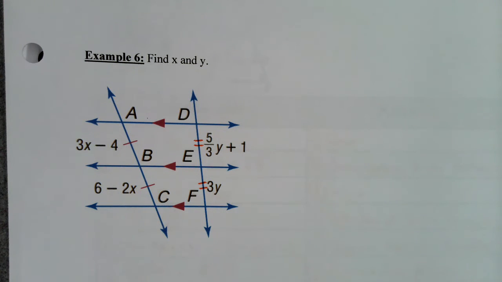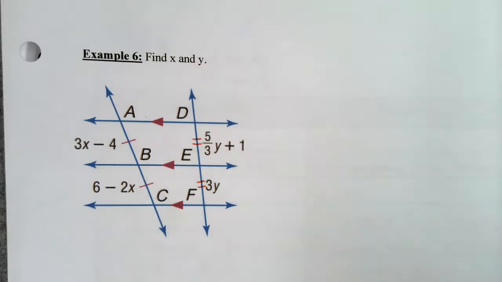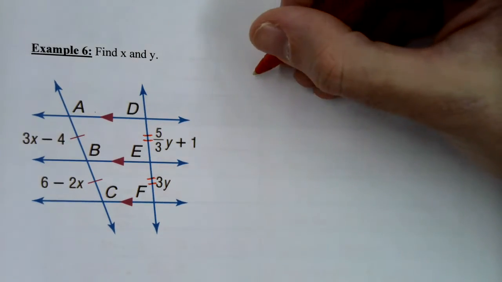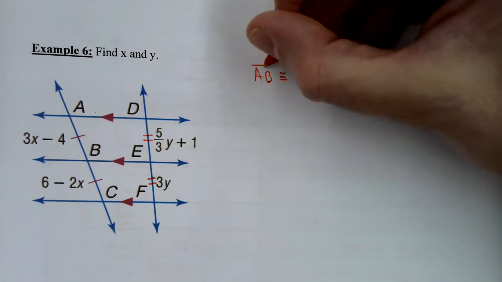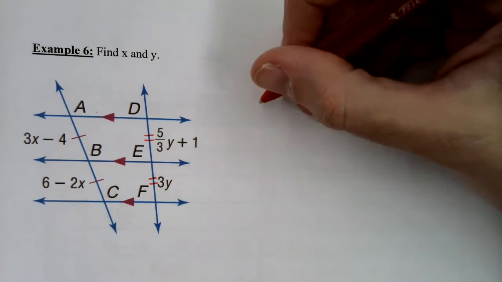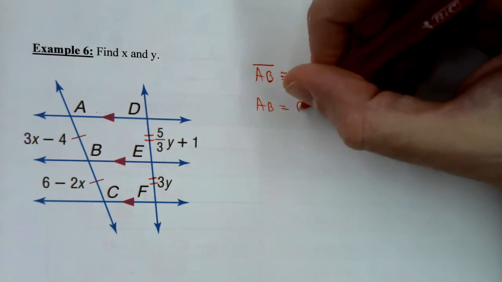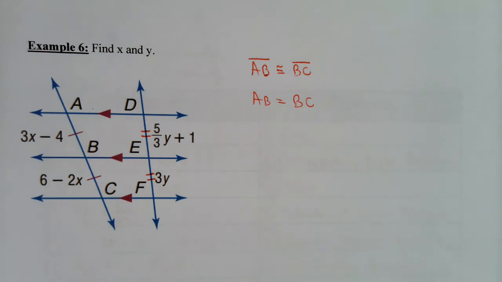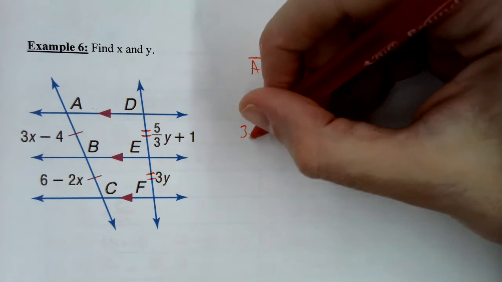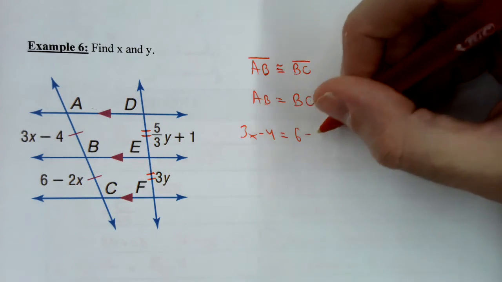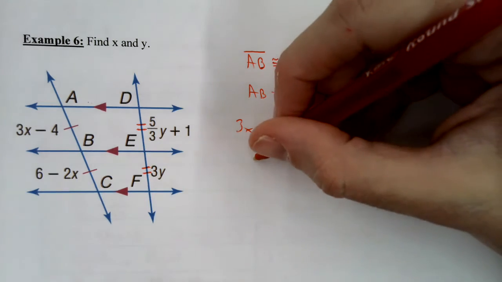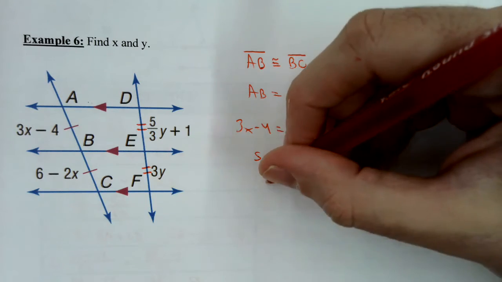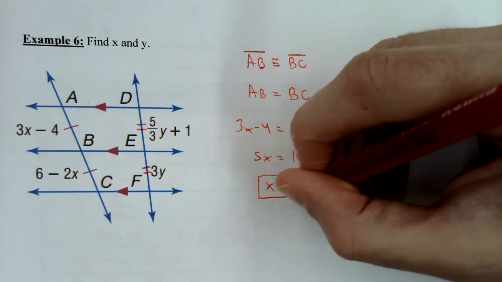But let's start with the x. Okay? So we know that AB is congruent to BC. So we know that their measures are equal, so AB equals BC. So 3x minus 4 equals 6 minus 2x. Solve that for x. Add 2x and add 4. And you get x equals 2.